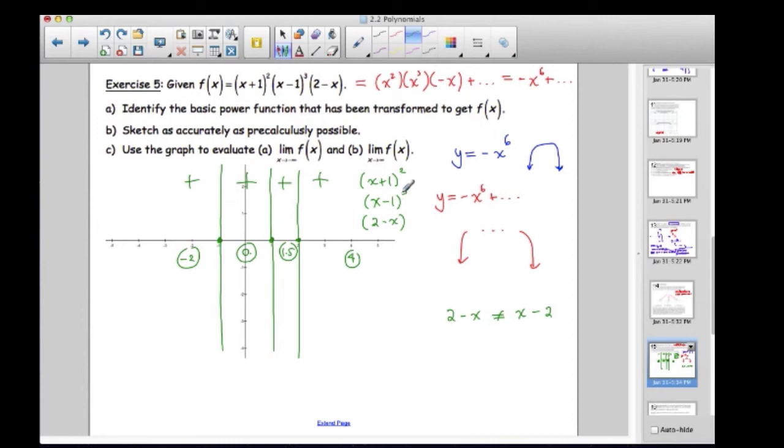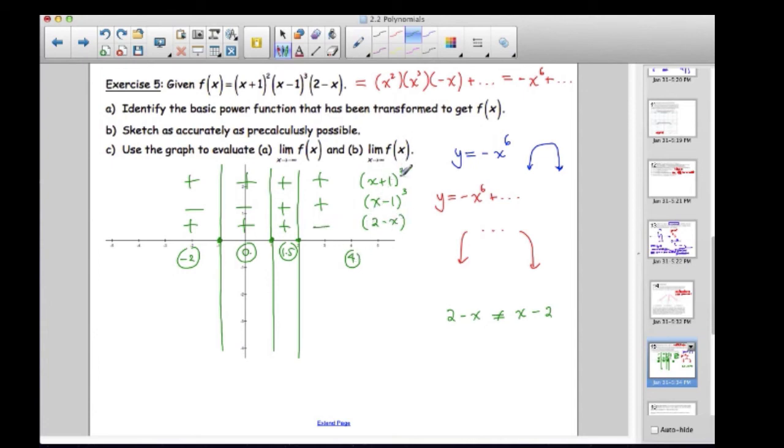(x − 1) all cubed. Well, when x is less than 1, taking any sample values, substituting it in and cubing gives me negative. These two values give me positive. And 2 − x, well, 2 minus negative 2 is positive. 2 minus 0 is positive. 2 minus 1.5 is positive, and 2 minus 4 is negative.